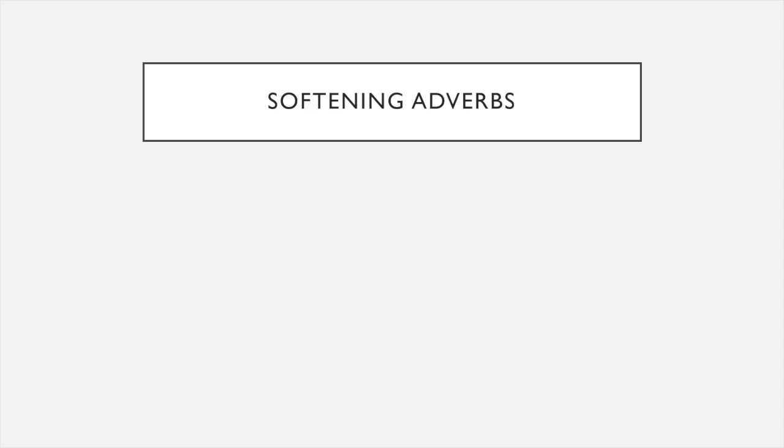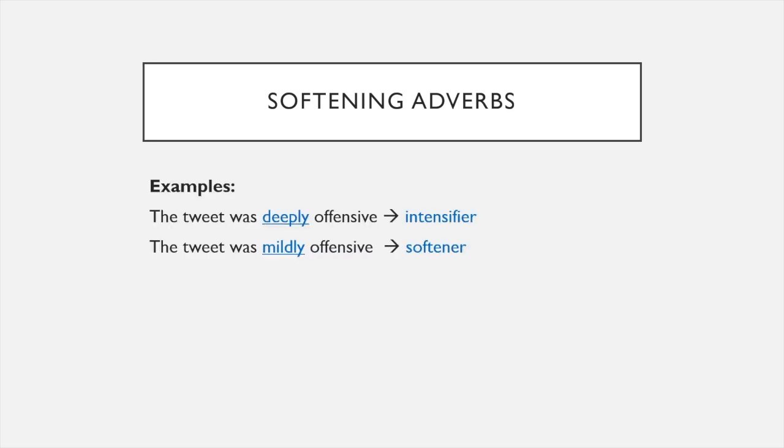As you know, adverbs can be used to strengthen the meaning of adjectives. These are intensifying adverbs. Or they can weaken them, and these are the softening adverbs. So let's take an example from Twitter. You could say someone's tweet was deeply offensive. This is an intensifier. It means it was extremely offensive. Or you could say the tweet was mildly offensive, and this is a softener. It means it was just a little bit offensive.